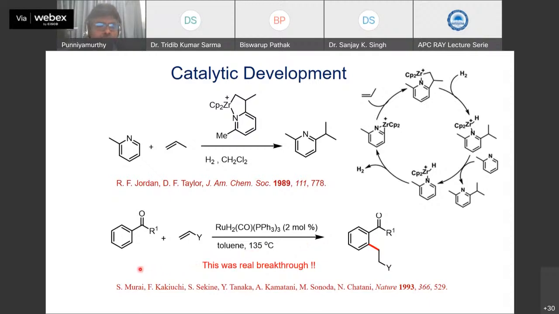Later, the reaction of acetophenone was shown with alkene using a ruthenium complex. This reaction was again carried out at high temperature. If you look at the reaction, the carbonyl oxygen acts as a directing group, makes chelation with the ruthenium, and activates the ortho CH bond. The addition reaction between this carbon and this carbon-carbon double bond takes place, and you have the ruthenium here. When you have hydrogenation, the alkylation takes place at the ortho position. We form a carbon-carbon bond. This is a breakthrough.